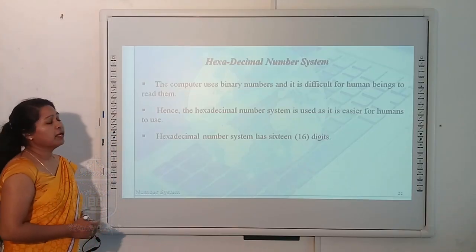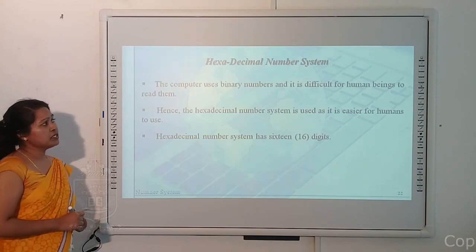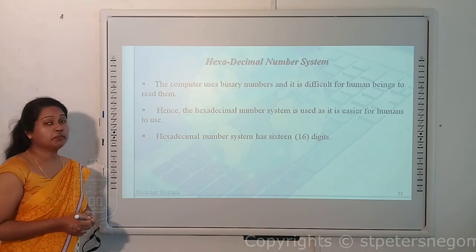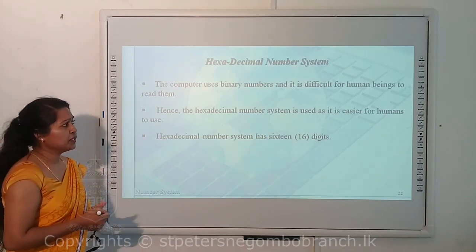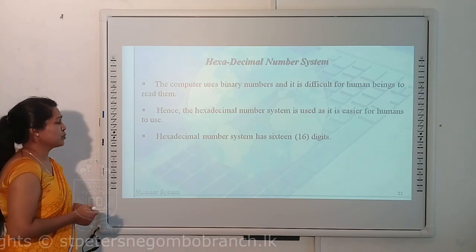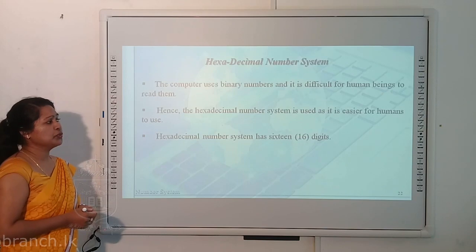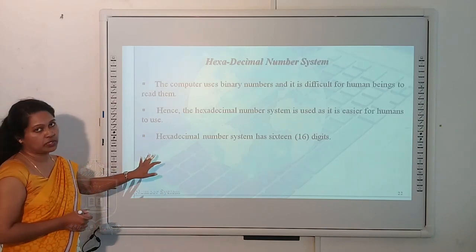Right. Hexadecimal number system. The computer uses binary numbers. Computer can understand only binary numbers, ones and zeros. But it is difficult for human beings to read them. Hence, this number system is used as it is easier for humans to use.